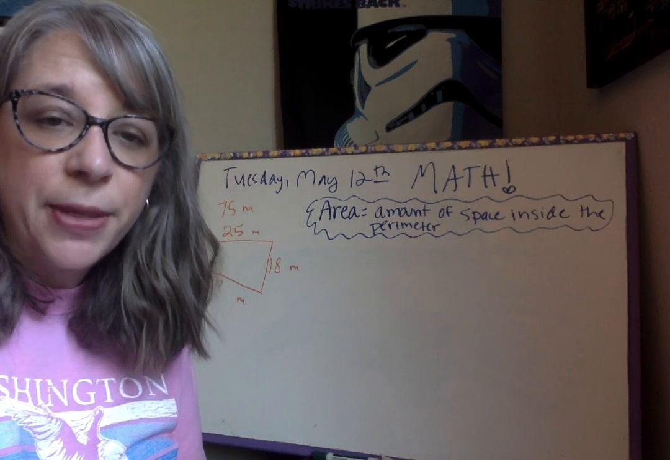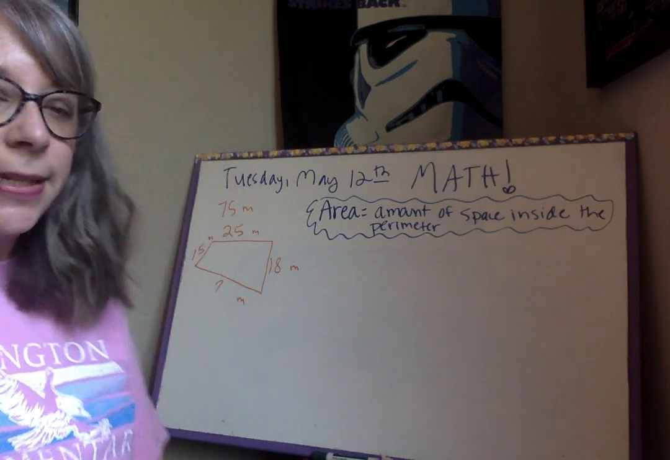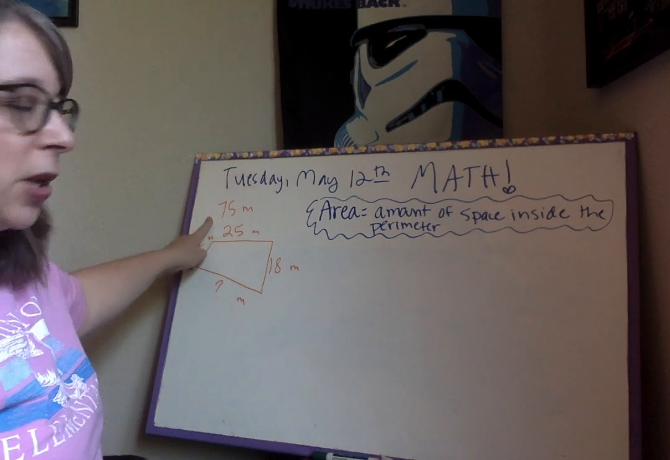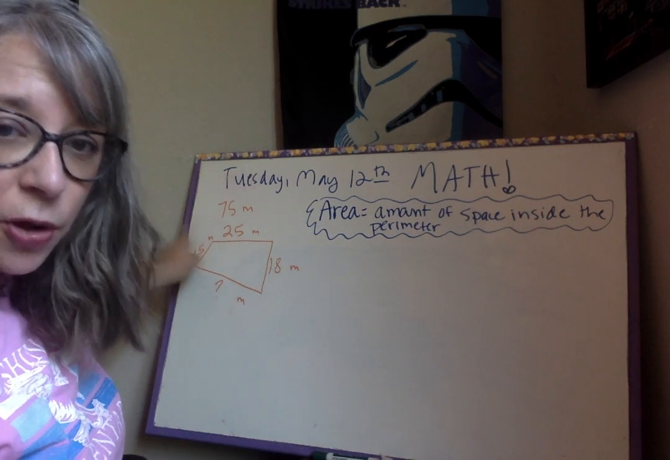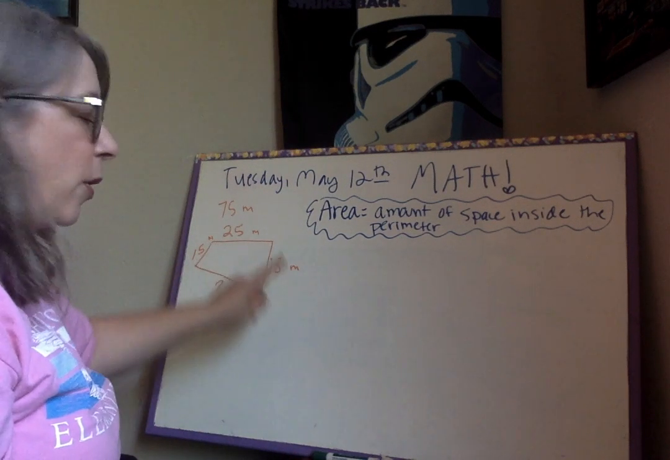It is math time. Yesterday we talked about perimeter. So perimeter is where you just add all the sides. And my question was, what is this missing side? So we know that it's worth 75. So the whole perimeter is worth 75. So the best thing to do is we've got to figure out what we have.